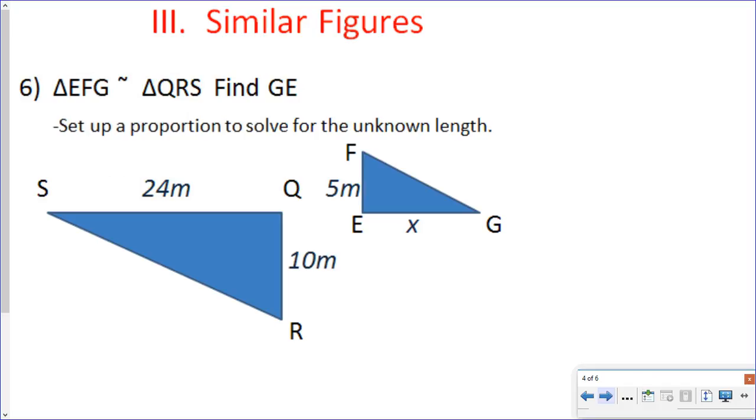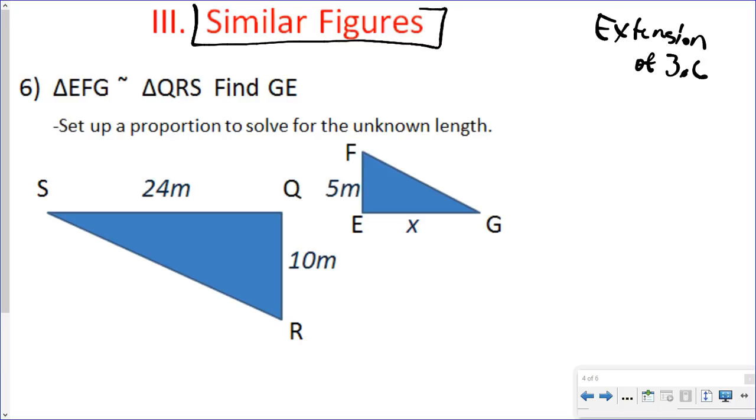All right, so this brings us to an additional section. So it's an extension of unit or section 3.6, and it deals with similar figures. Similar figures are figures that are similar to each other. They're the same shape. They're just different versions of the same shape, and they have a connection that we can use proportions to help solve the missing lengths.